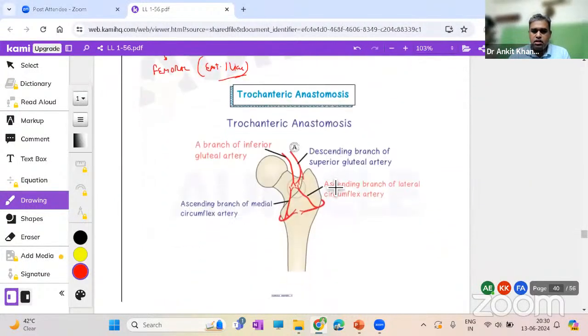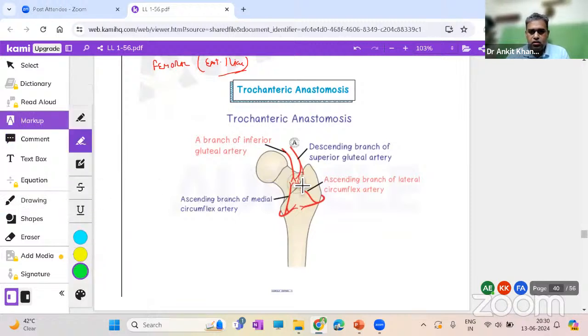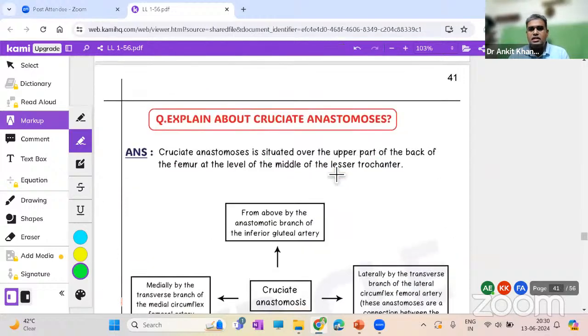There is one more anastomosis. Look at the diagram over here. This is the area where the trochanteric anastomosis will be formed from these different branches. So we have external iliac branches as well as internal iliac branches supplying the head of femur. Then apart from the trochanteric anastomosis, we have one more anastomosis that is known as the cruciate anastomosis.